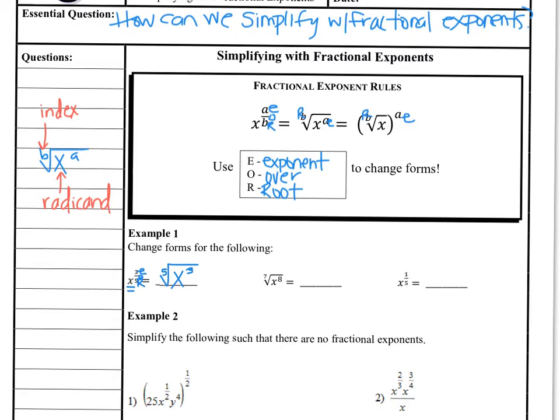Let's go back the other way. So now we already have the radical form, and we're going to go back to the form with the exponents. We've got the exponent, and here's the root. So the root is 7, the exponent is 8. I'm going to start with x, and I've got EOR, so the exponent is 8 over the root, which is 7. That's how you would rewrite it.